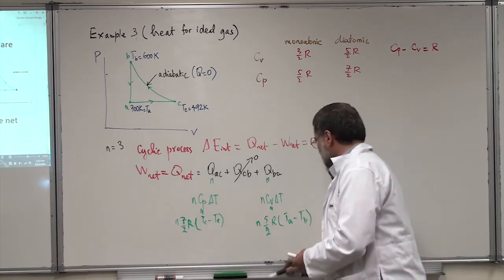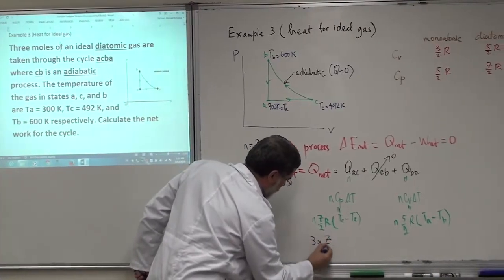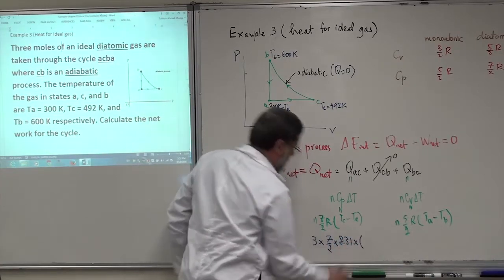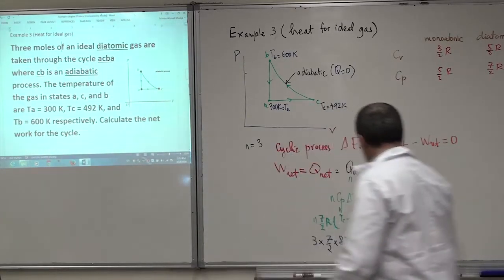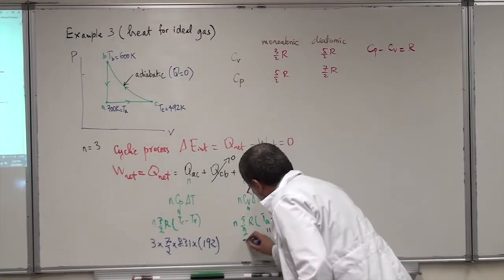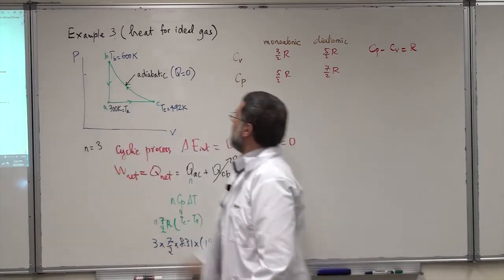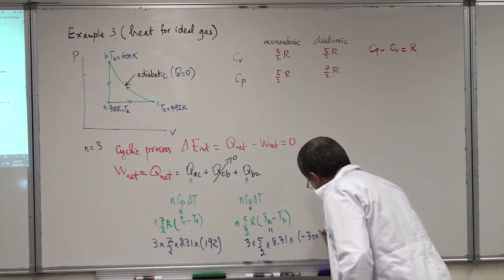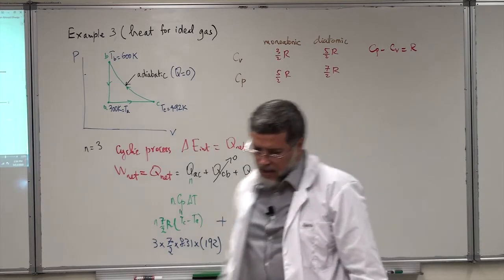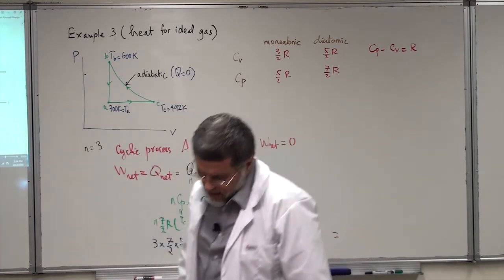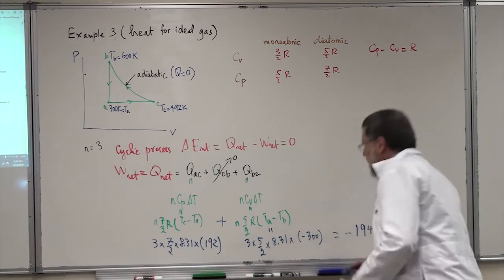Okay, let's put the numbers now. Number of moles is 3 moles. You can see it here. So it will be 3 times 7 over 2 times 8.31 times Tc, which is 492, minus 300, that's 192 Kelvin, okay? And this one here will be 3 times 5 over 2 times 8.31 times Ta minus Tb, which is minus 300, okay? If you do the calculation, you have to add these two terms. This is 0 here. If you do the calculation correctly, then you get minus 1,945 joules. And that's the net work.